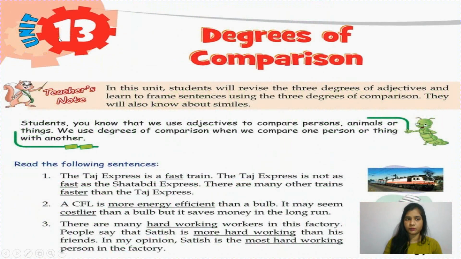But before doing the book exercise, it's very important to read what's written in the book, right? So let's start. Unit 13, Degrees of Comparison. Students, you know that we use adjectives to compare persons, animals, or things. So, we use degrees of comparison. When we compare one person or thing with another, let's read the following sentences.